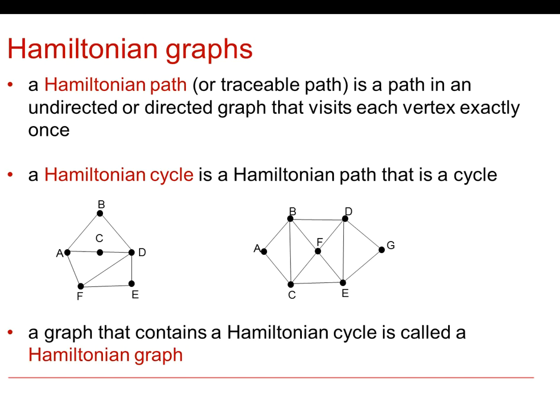A Hamiltonian path, or traceable path, is a path in an undirected or directed graph that visits each vertex exactly once. If a Hamiltonian path ends at a vertex that is adjacent to the initial vertex, then it is a Hamiltonian cycle.